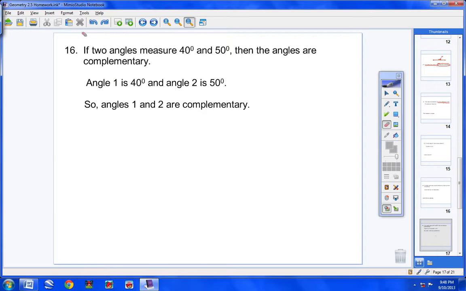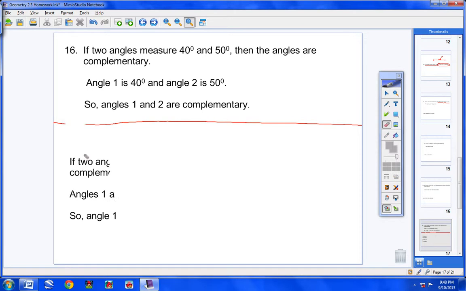All right, here's what the directions say. Which argument is correct? Either argument 1 or argument 2. Here's argument 1. If two angles measure 40 and 50, then the angles are complementary. Then they tell you angle 1 is 40 and angle 2 is 50. Now look what it just said. If two angles measure 40 and 50, well, angles 1 and 2 measure 40 and 50, then the angles are complementary. So I can state, so angles 1 and 2 are complementary. Now that's argument number 1. That sounds pretty solid to me, guys. That sounds good and solid. I have no problem with that. All right, let's take a look at argument number 2.